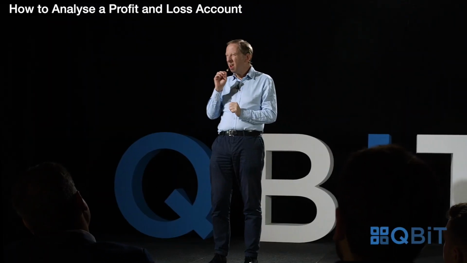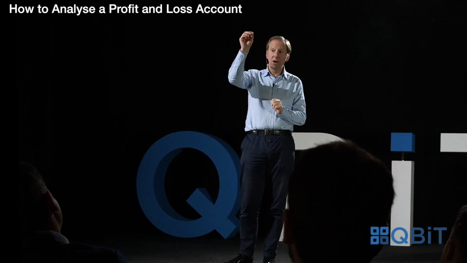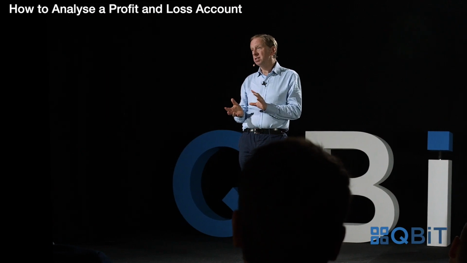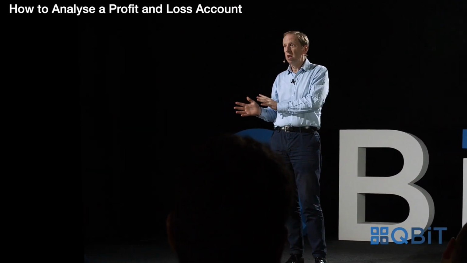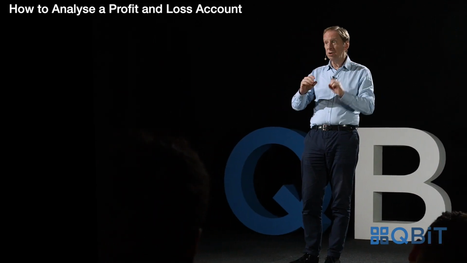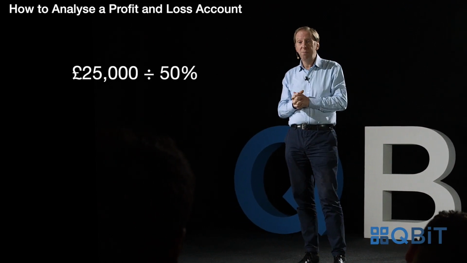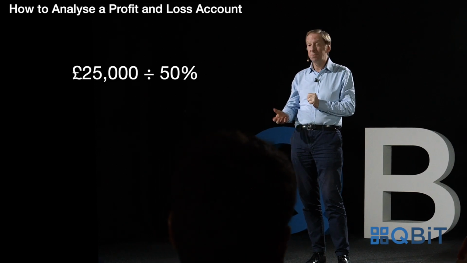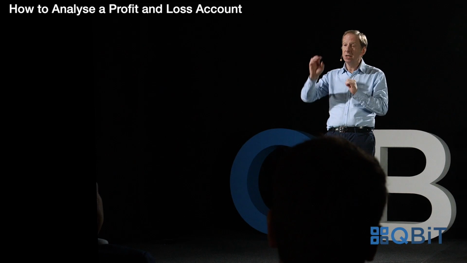Now there's something quite clever you can do with a profit and loss account once you understand the difference between variable costs and fixed costs, which is you can work out where the break even is. The break even is the point at which a business makes zero profit, moves from loss into profit. And all you need to do is take the fixed costs, £25,000, and divide it by the gross profit margin, which is 50%. £25,000 divided by 50% means £50,000. That's the break-even point.